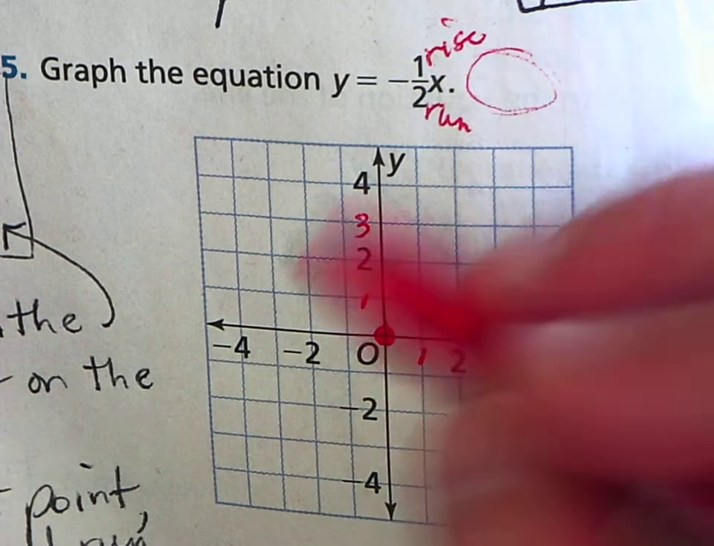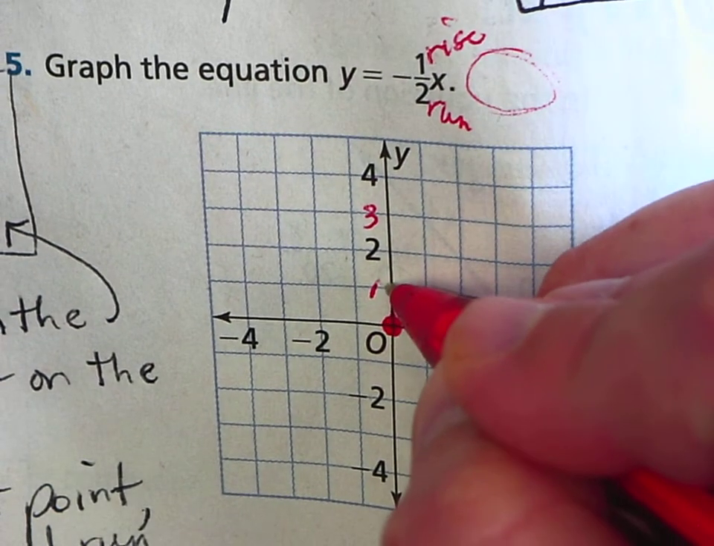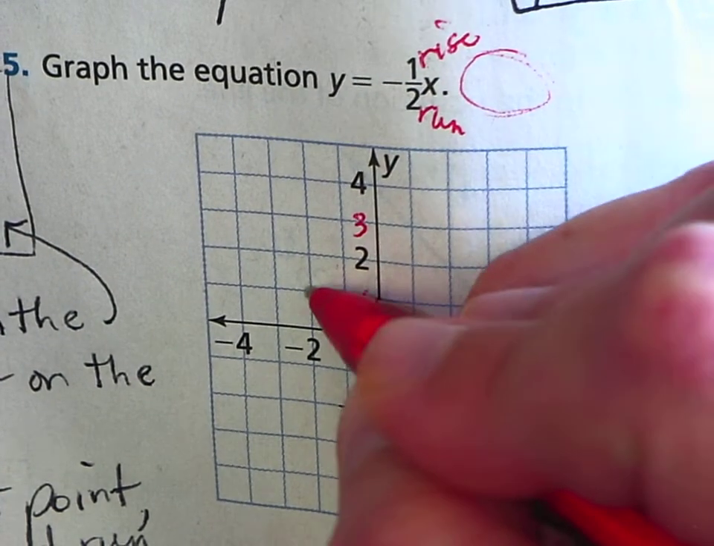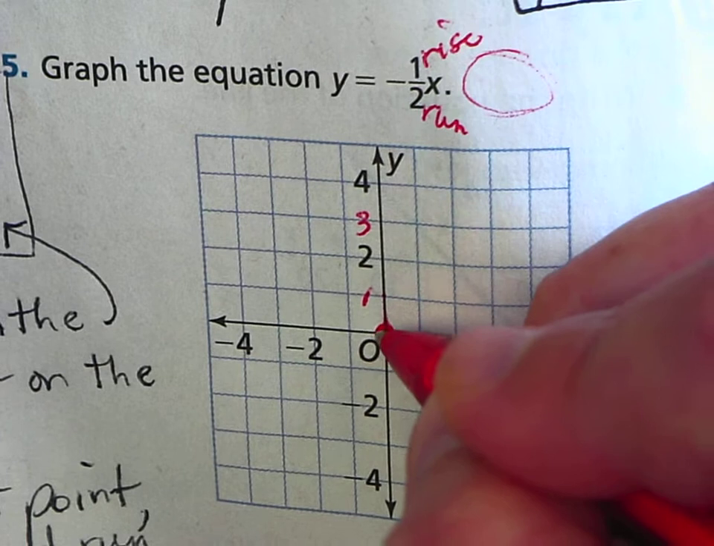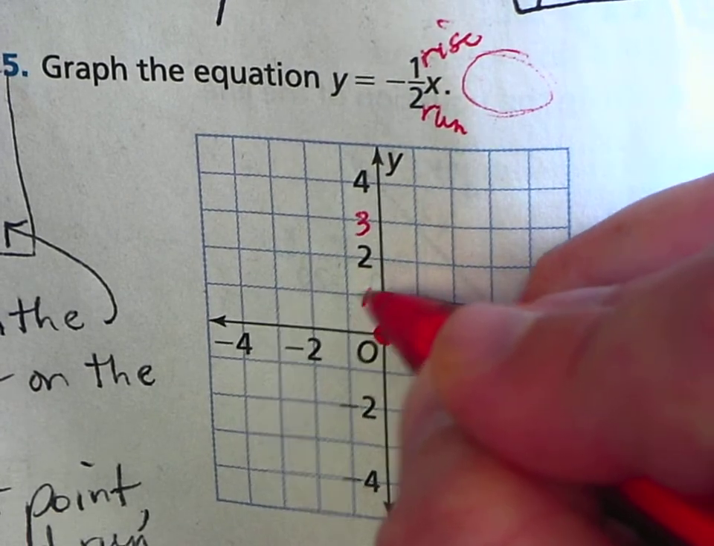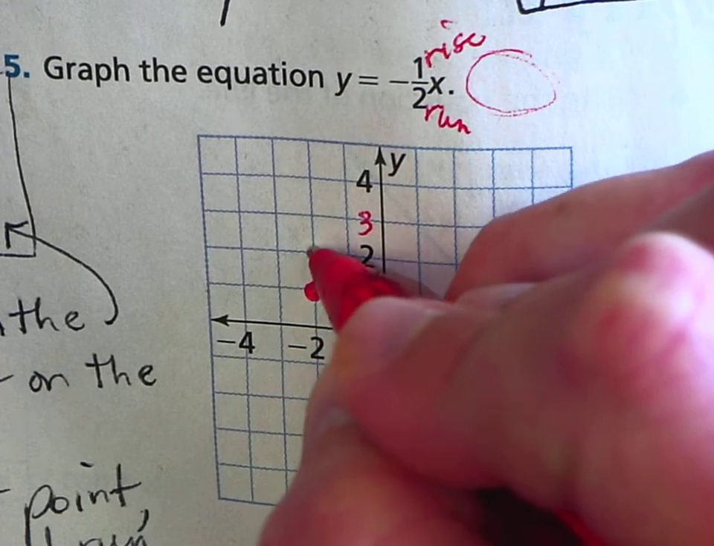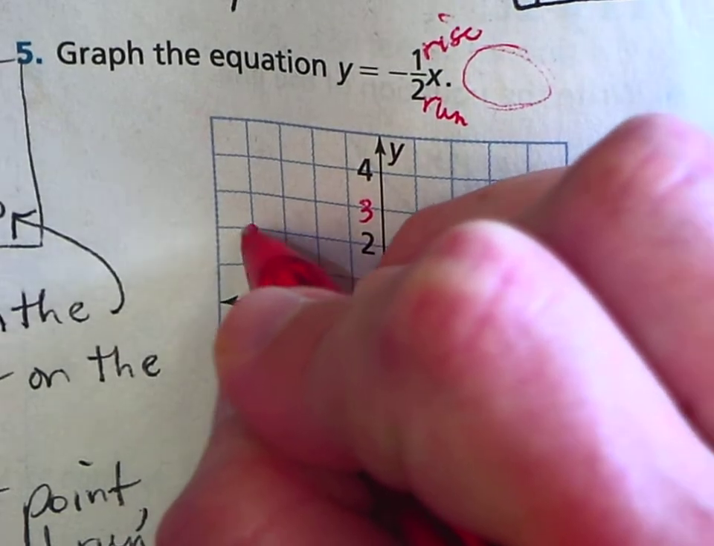So if we're going to rise 1, we go up 1, and then because our slope is negative, I'm going to run 2 to the left. So I'm going to rise 1 and run 2 to the left.